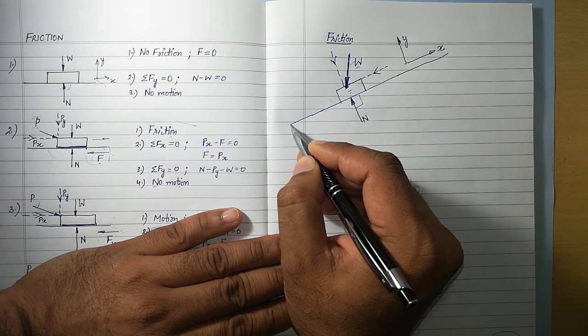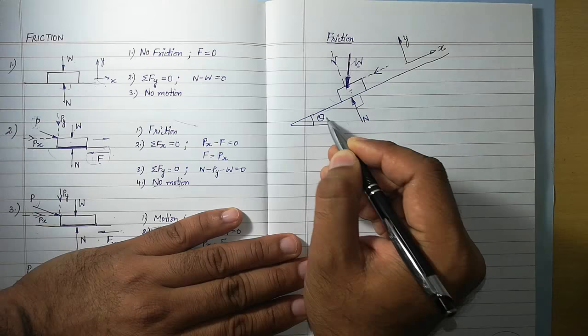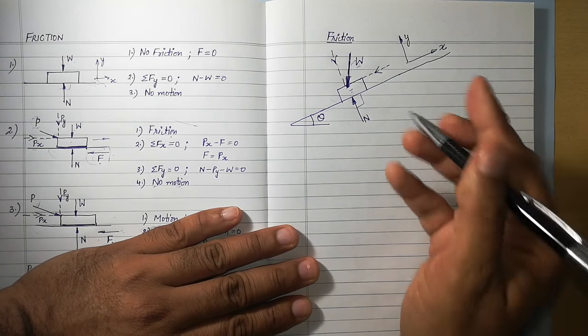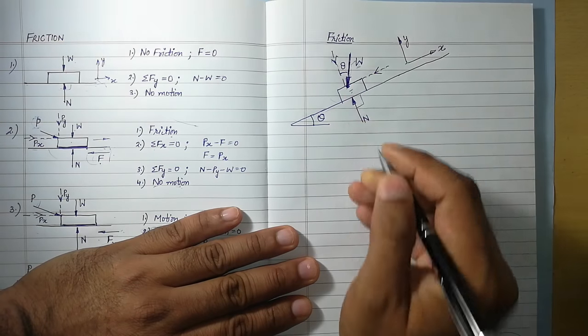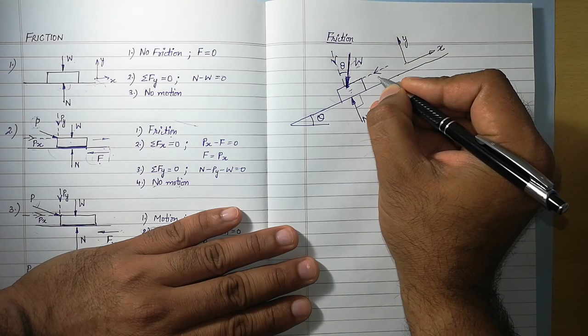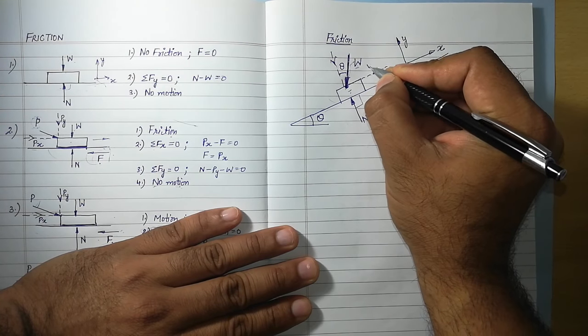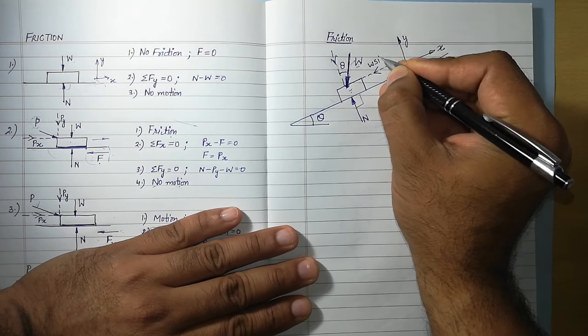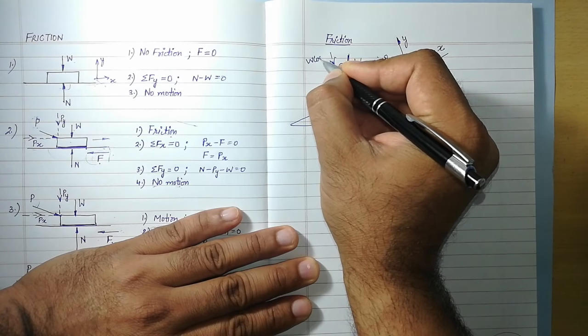Now suppose this particular inclined surface has theta as the angle with the horizontal surface. So by geometry this particular angle will also be theta. It means this will be the sine component and this will be the cos component. So I will call this W sin theta. This will be W cos theta.